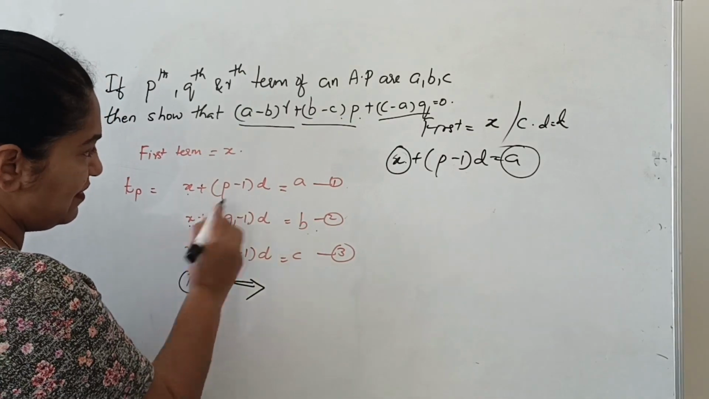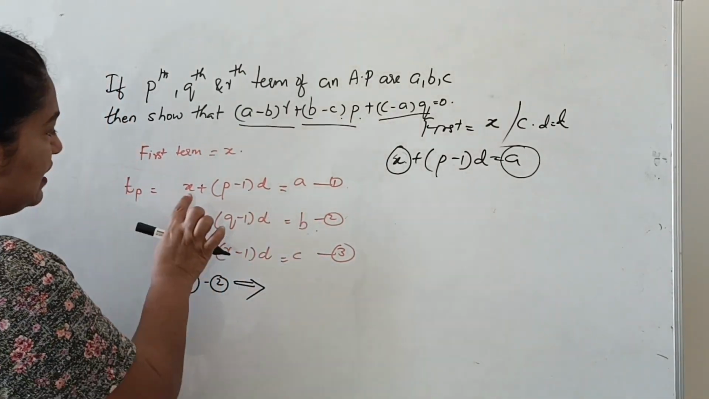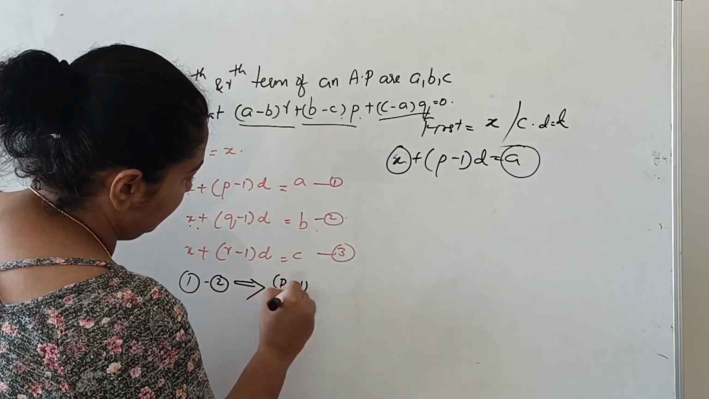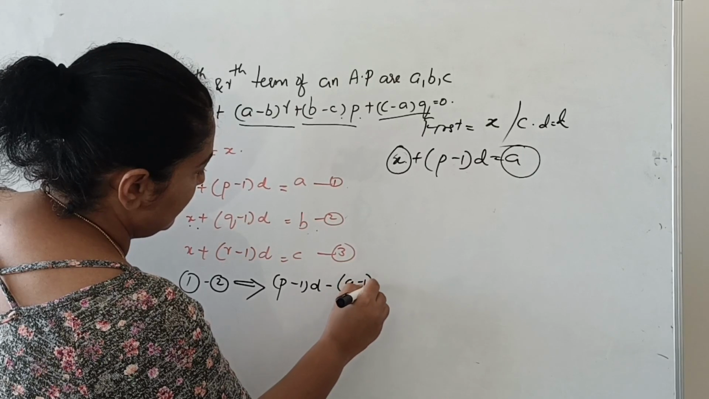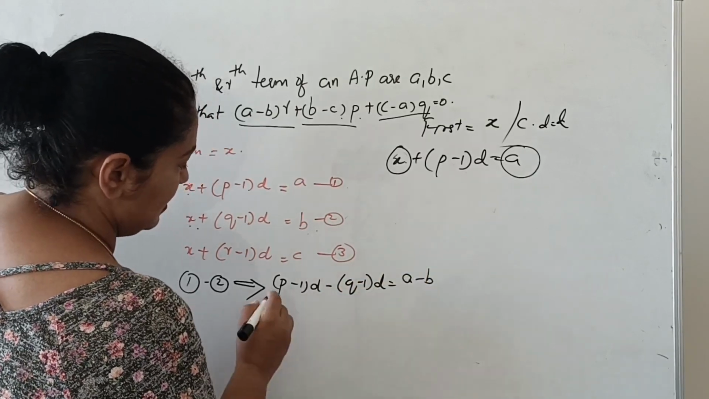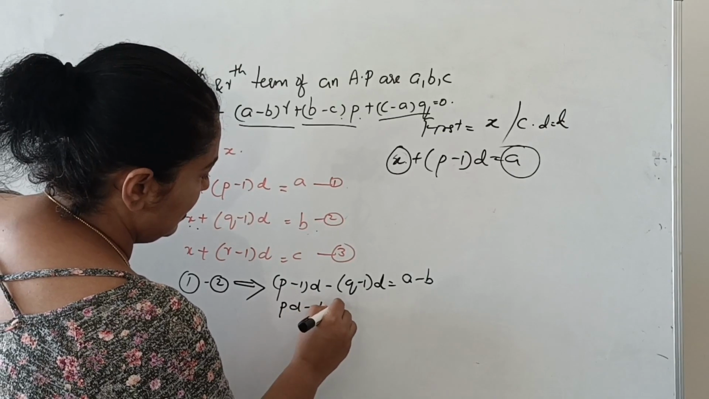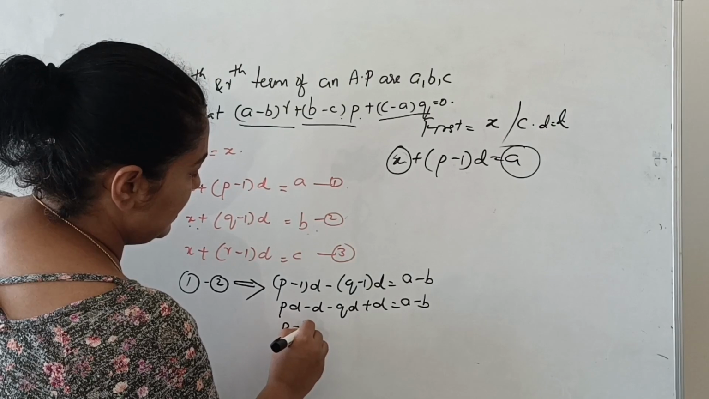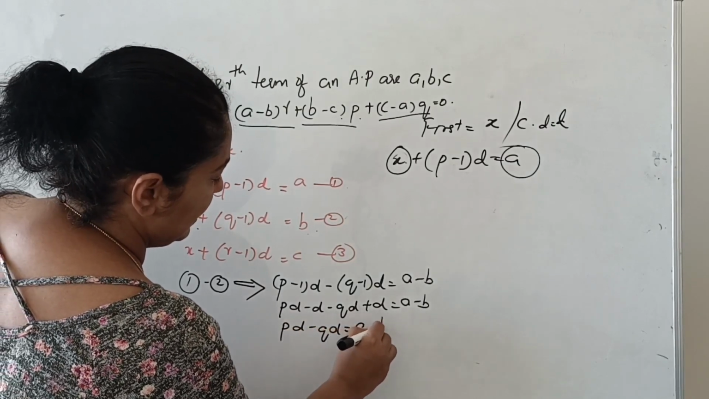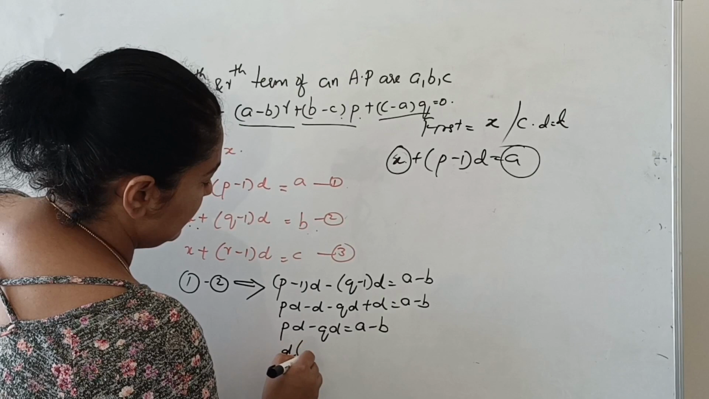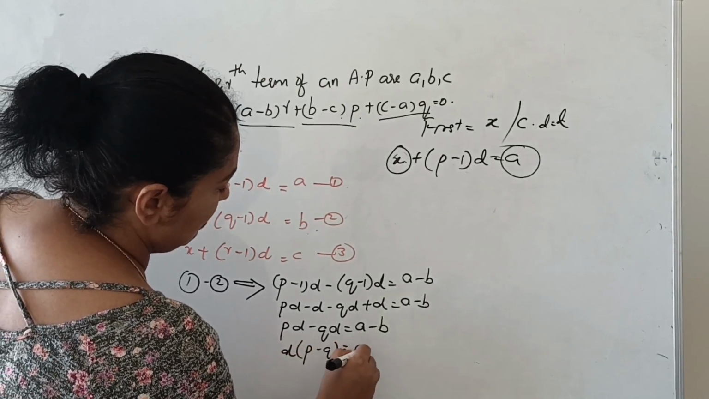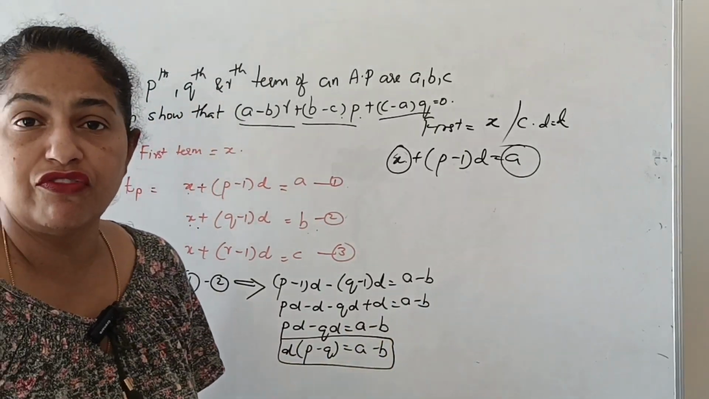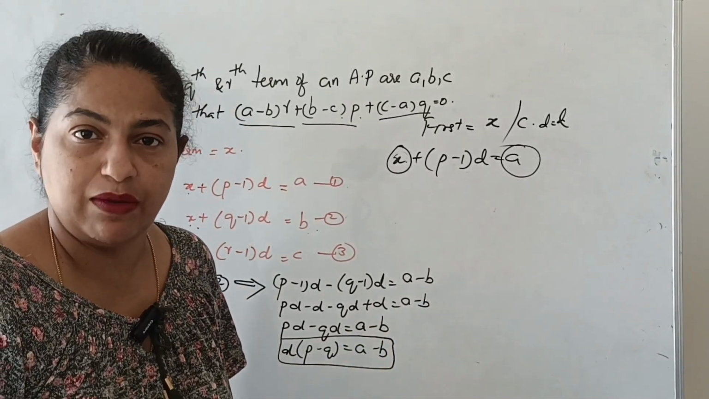So LHS minus LHS is equal to RHS minus RHS. Correct. X minus X is 0. (p minus 1) into d minus (q minus 1) into d is equal to a minus b. You will get pd minus d minus qd plus d is equal to a minus b, or pd minus qd is equal to a minus b, or d into (p minus q) is equal to a minus b. Okay, this is the first relation that we are getting from this particular manipulation.